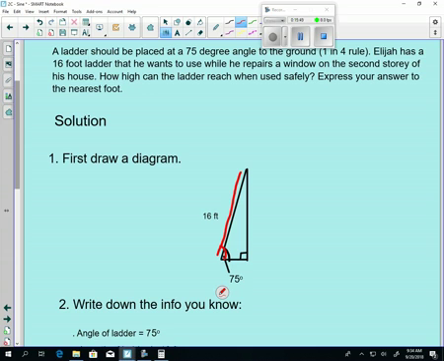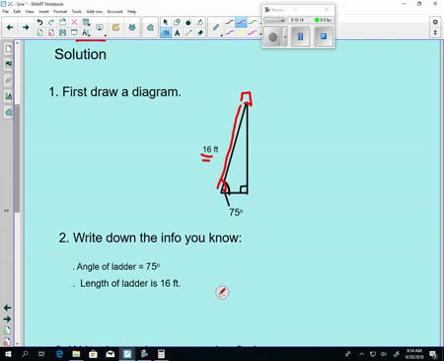Elijah has a 16-foot ladder. So the length of this ladder, this red line here, is 16 feet. He wants to use it to repair a second-story window. So up here, there's a window that he has to fix. How high can the ladder reach when used safely? Express your answer to the nearest foot. First thing is we draw this diagram. There's the ladder, there's the angle, there's the house.